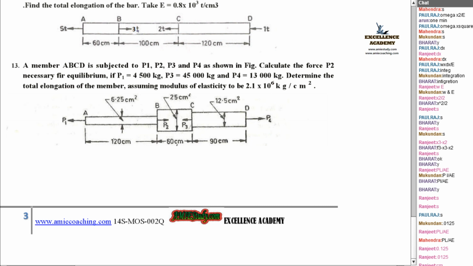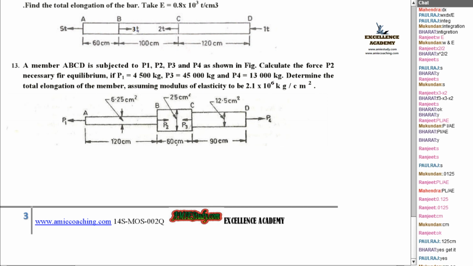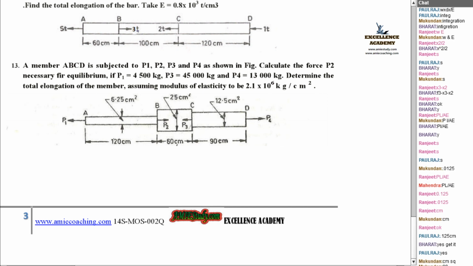No need of changing the unit. Why? Because it is already expressed. The forces and load are also expressed by means of ton itself, so no need of converting the units. So what we have to find out? We have to find out the total elongation of the bar. Okay, so I shall give you the explanation for this one, otherwise it seems to be difficult for you to solve.